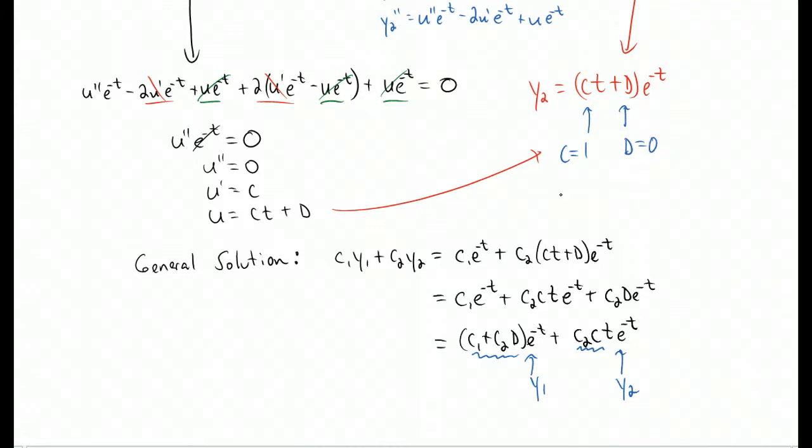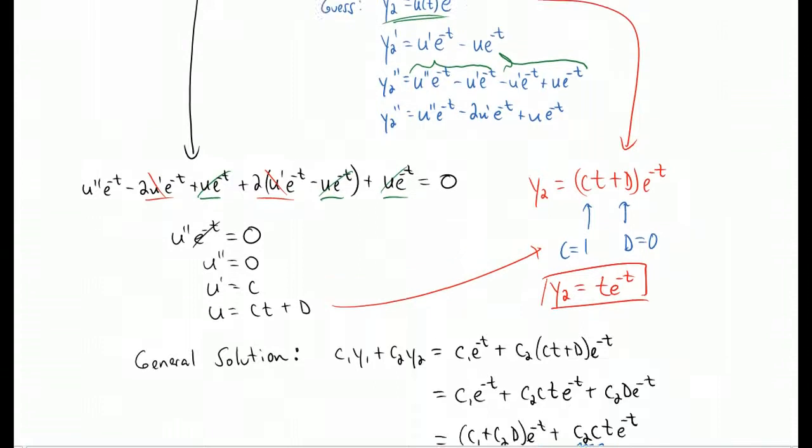And that would have immediately given us the simplest version of y2, which is just t e to the negative t. Okay, let me run through what we just did there because I know that was a bit much.